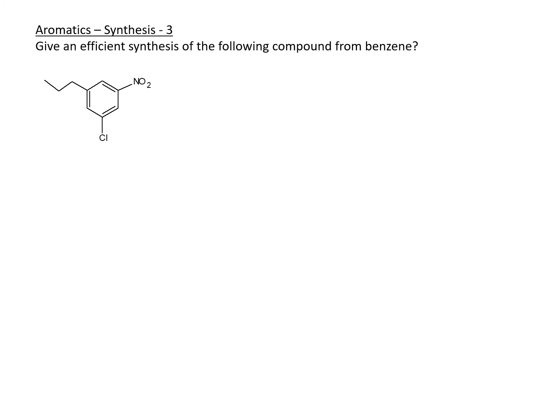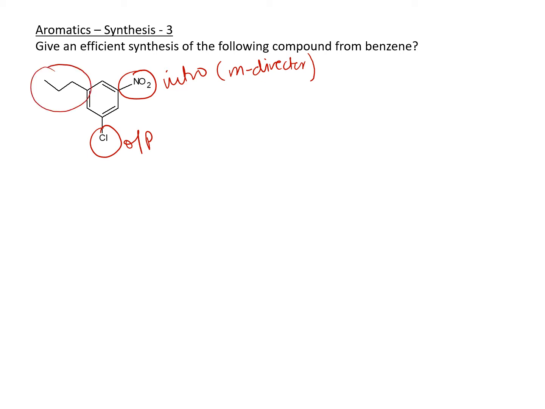Give an efficient synthesis of the following compound, again from benzene. Okay, so in this case we have a nitro group. Nitro group is a meta director. We have a chlorine group. Chlorine group is not really an activator, but it is an ortho-para director. And we have a propyl group, and a propyl group is going to be an ortho-para director as well.